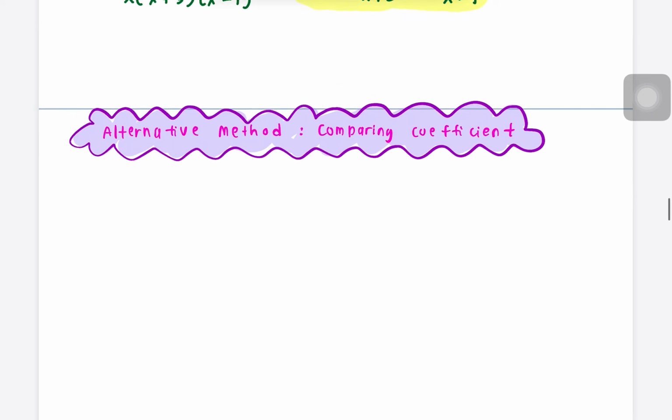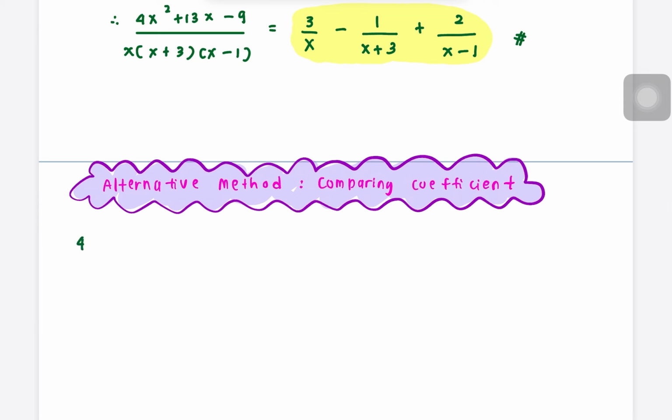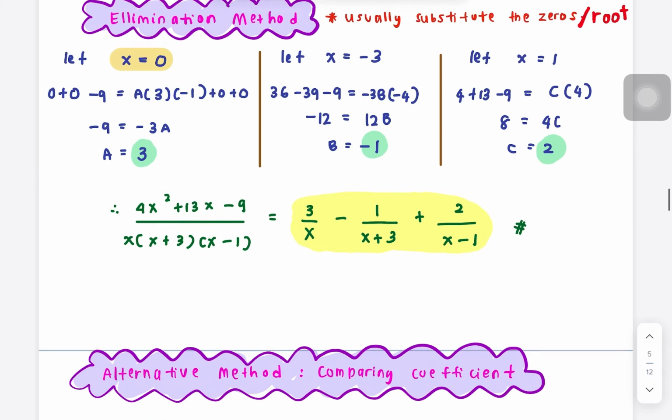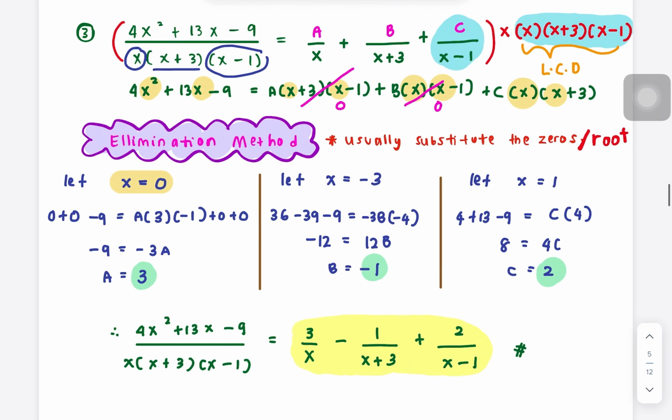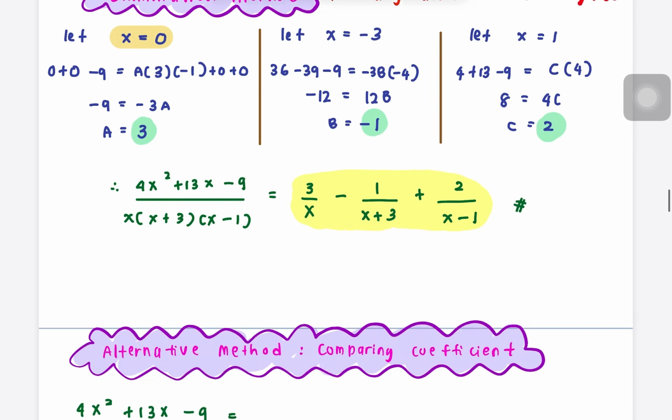So we just copy out this one first. So we have a times x plus 3 times x minus 1, plus b times x minus 1, plus c times x plus 3. Okay, let's say after multiplying with the LCD, you get this one. If you want to use the second method, comparing coefficient, you need to expand the whole thing in your right hand side here. Just expand everything.